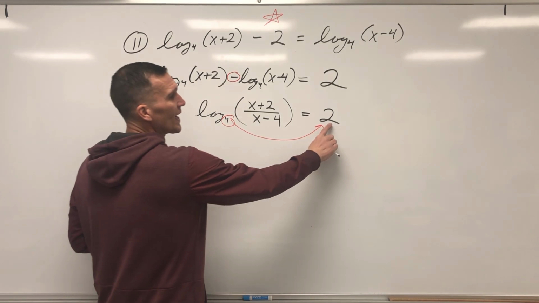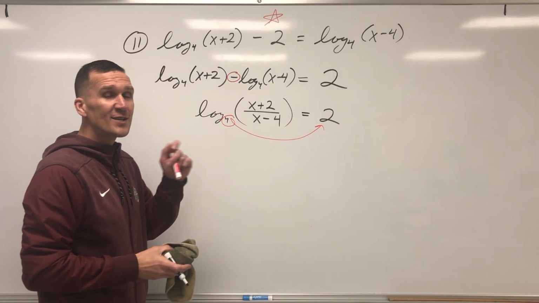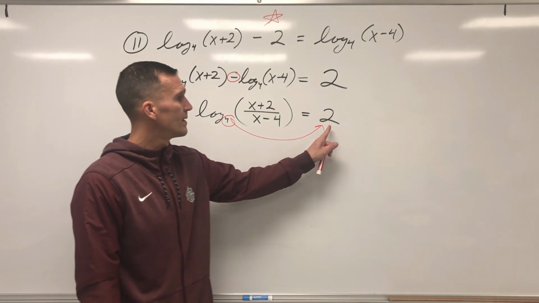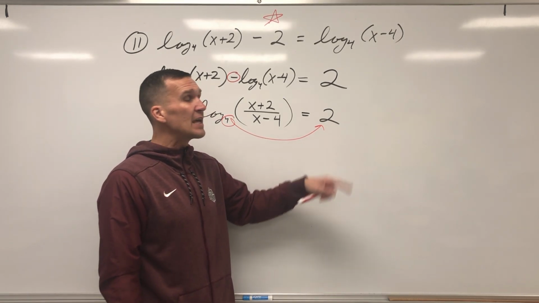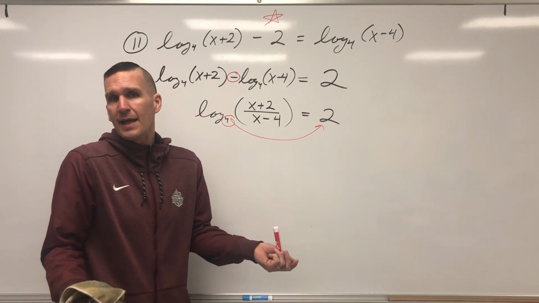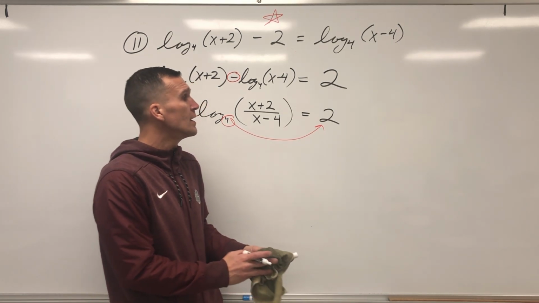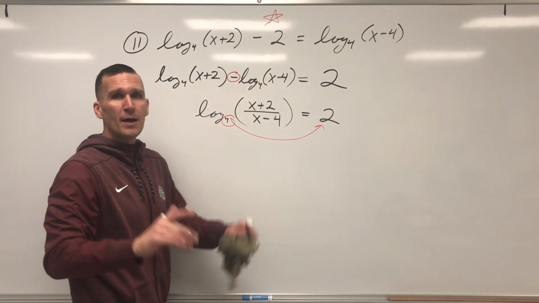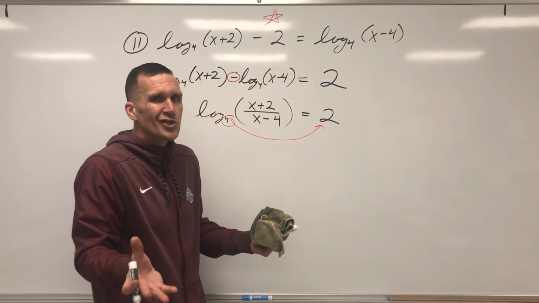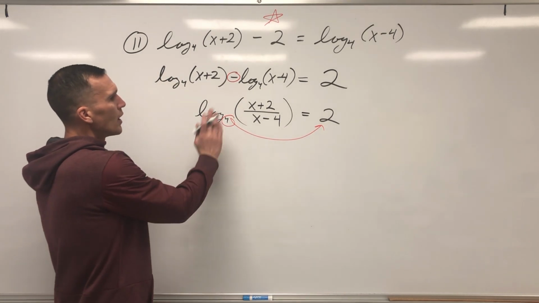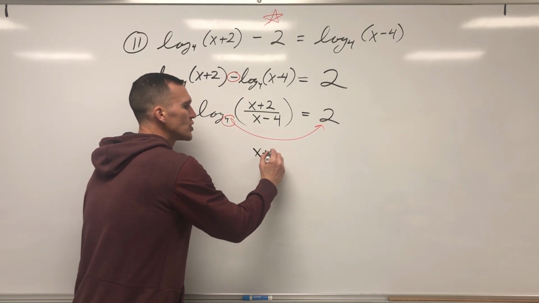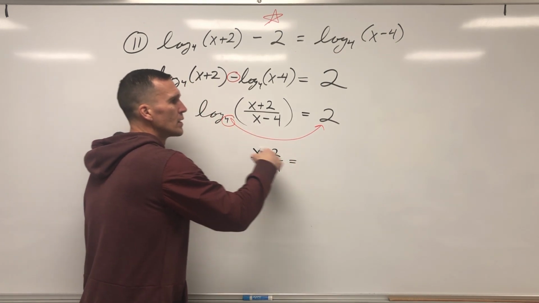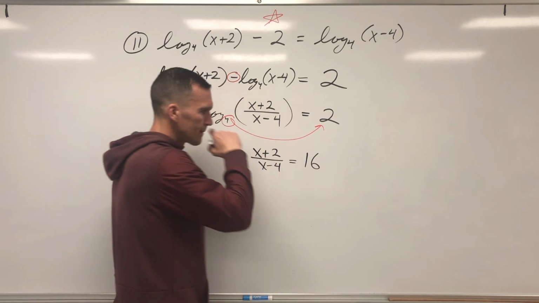Now, why did I want that regular number to be positive? Because when I move the base and I convert to an exponent problem, it's going to be my exponent. If it was negative, it just makes my life harder. I mean, I still can solve it, but again, I would always like my regular number to be positive. It's just easier. So now the log goes away. I have the fraction x plus 2 over x minus 4 is equal to 4 squared, which is 16.